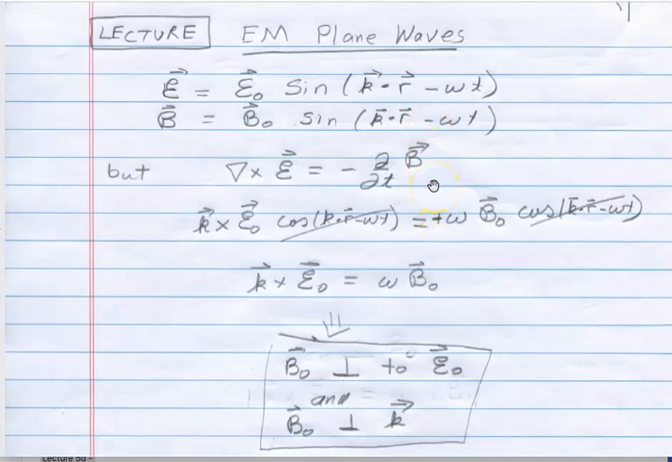So this side reduces to this expression, and the other side, well, I've got a minus sign here, so I'll pick up a minus, which turns this into a plus, and I'll get an omega here. And then B, when I take the derivative of it, becomes the cosine, and so the right hand side becomes omega B naught cosine, and the two cosines will cancel, and I see that k vector cross E naught is equal to omega B naught.